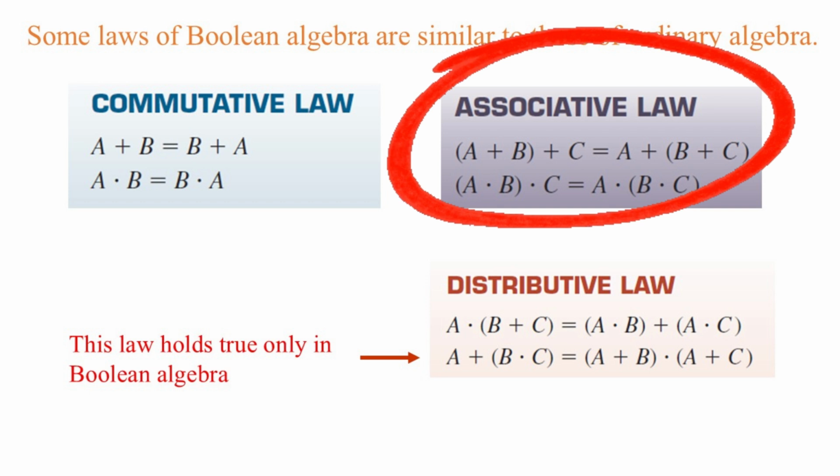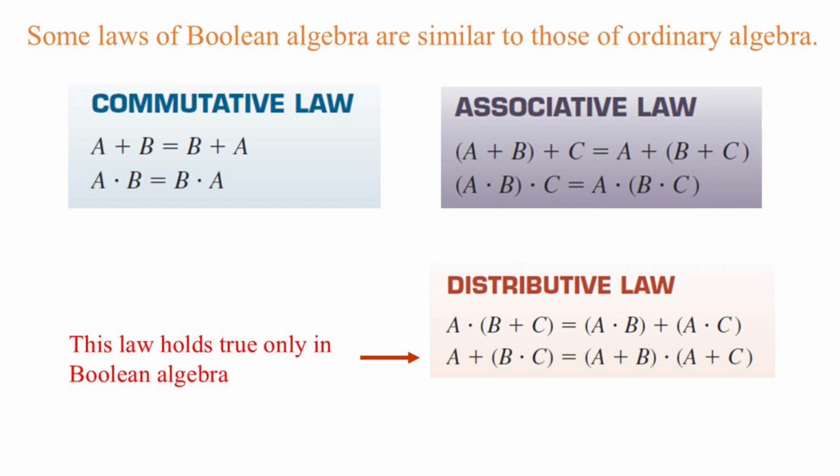This law tells us that when combining 3 or more variables, the way we group them does not affect the outcome. You may remember this same idea from arithmetic. It doesn't matter how numbers are grouped when adding or multiplying. In Boolean algebra, as long as the operation being performed is the same, the placement of parentheses does not change the result.